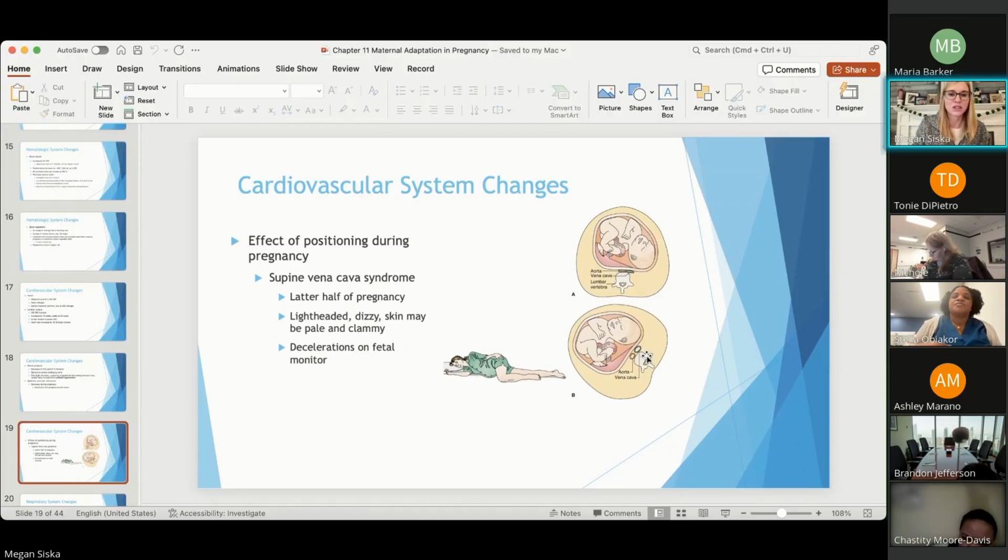So that's why we're always telling women to position themselves on their side, or at least not flat on their back, like a little wedge under one side or the other. And that way those big vessels are not being compressed at all.